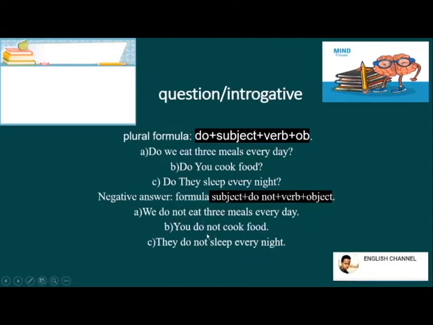You don't eat, or you do not eat. You do not cook food. I mean, sorry. They don't sleep every night. So that is how to give someone negative answers in the plural formula of the simple present tense.